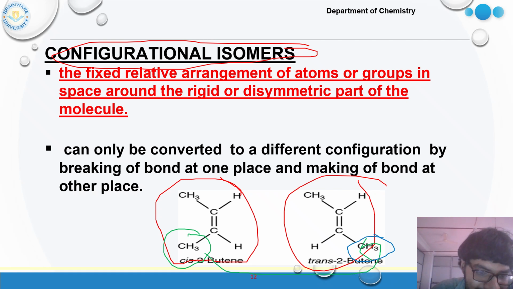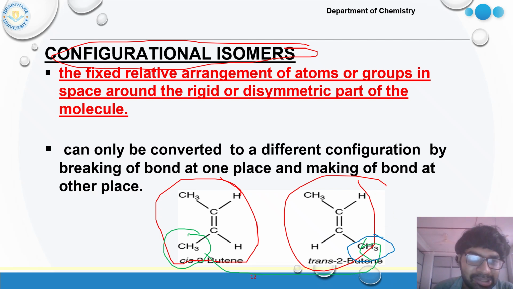Just look at this example. This is cis-2-butene and this is trans-2-butene. How can cis-2-butene be converted into trans-2-butene? We have to break this CH3 and attach this CH3 to the opposite side. So, stereoisomers which differ in configuration, we call configurational isomerism. That is, one form can be converted to another form by breaking of bonds and attaching the bond to the opposite side.